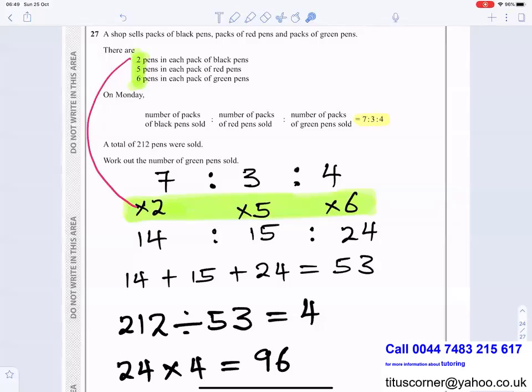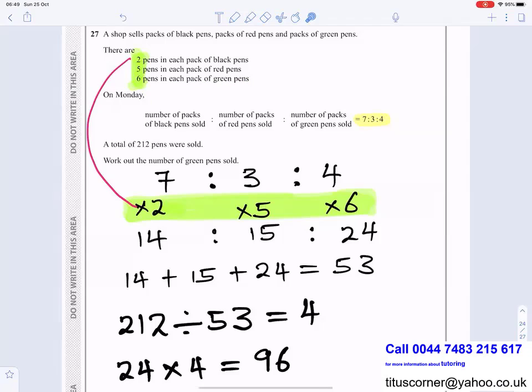Question number 27. A shop sells packs of black pens, packs of red pens, and packs of green pens. There are 2 pens in each pack of black pens, 5 pens in each pack of red pens, 6 pens in each pack of green pens.